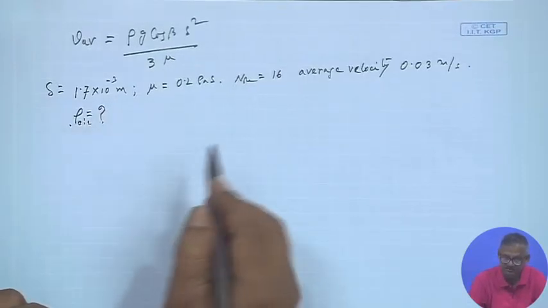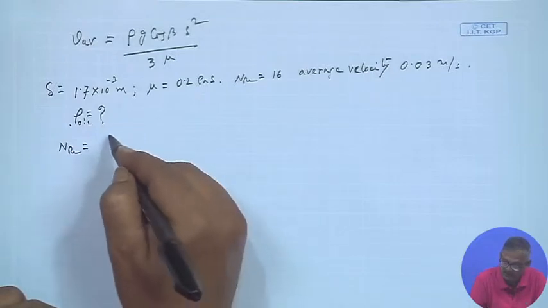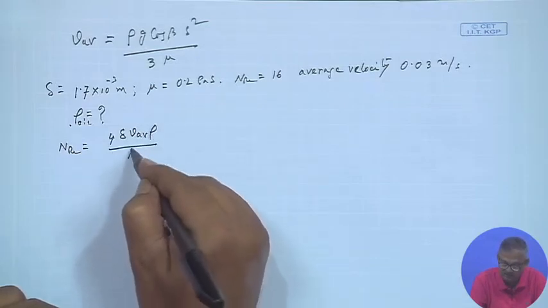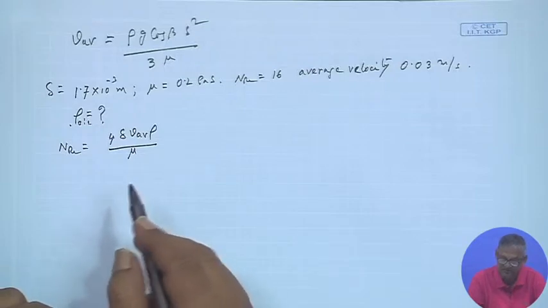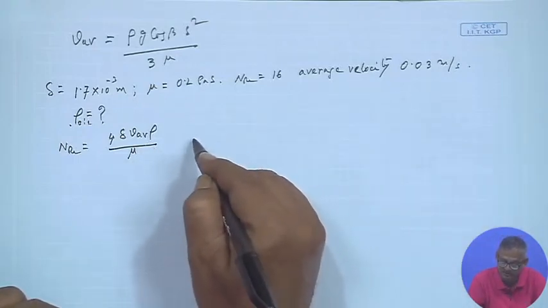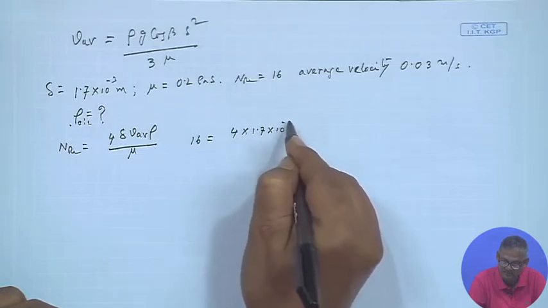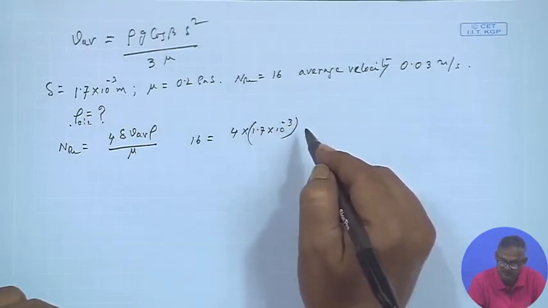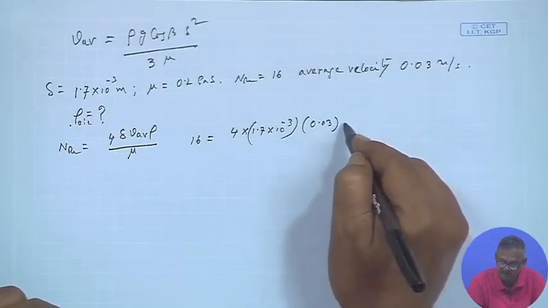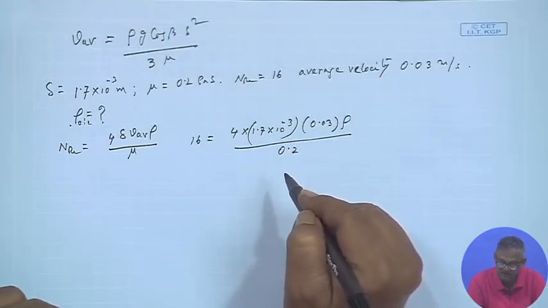In that case, first from the Reynolds number value we can use 4 del V average rho divided by mu, and from this we can find the value of the density. The Reynolds number given is 16, del given is 1.7 times 10 to the minus 3 meter, average velocity given is 0.03 meter per second, rho is to be found out, and viscosity is 0.2 Pascal second.